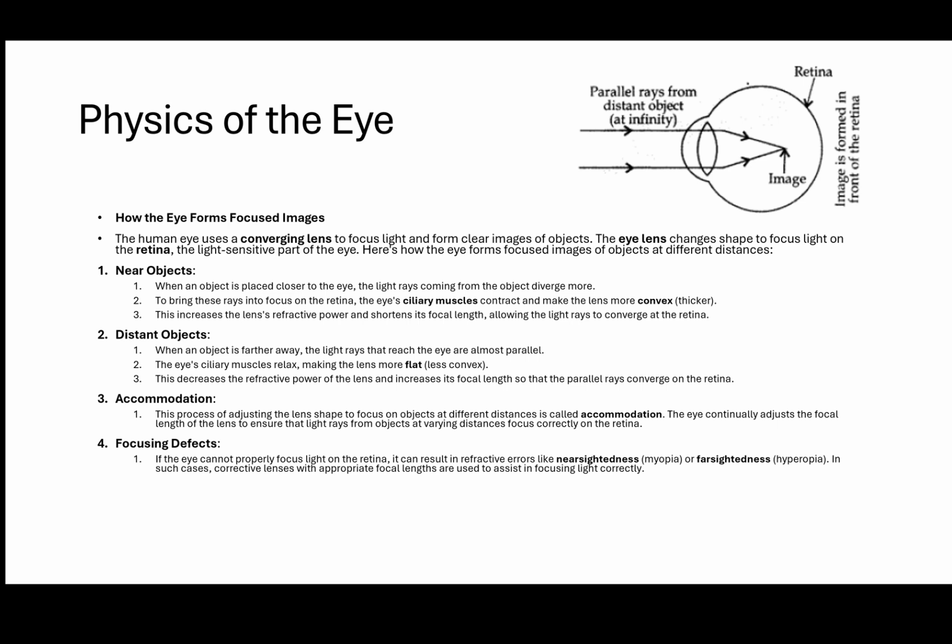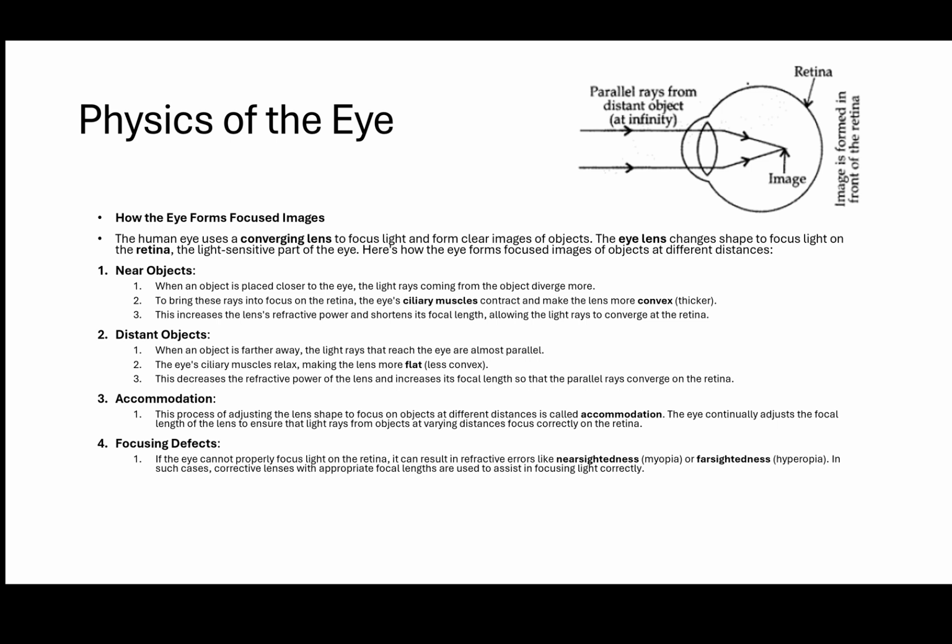So we have a couple terms that we've looked at before, a couple years before. Let's try to revamp those terms. We must understand what the eye lenses are. We must understand what converging lenses are. What is the retina? What are the ciliary muscles? And what is accommodation, nearsightedness, and farsightedness. These things must be understood for the physics of the eye.